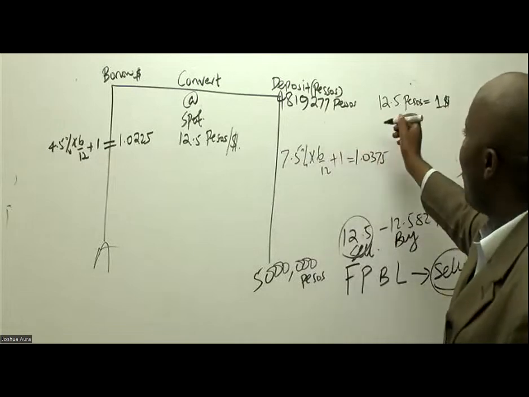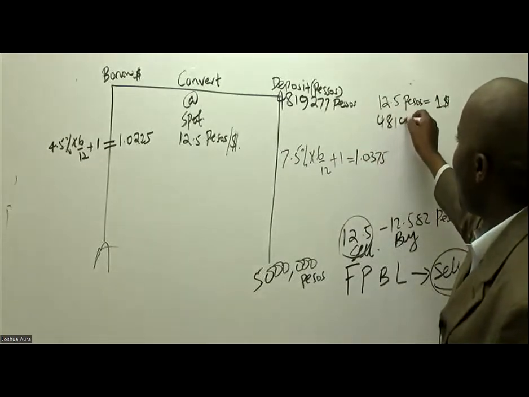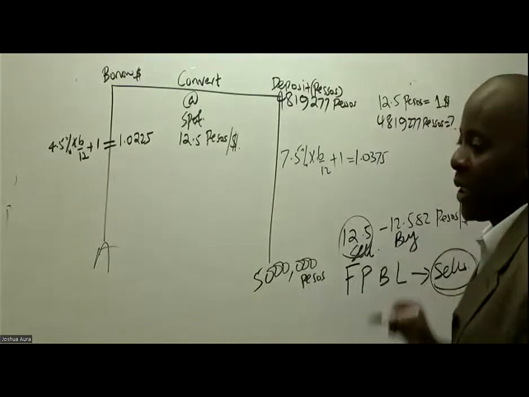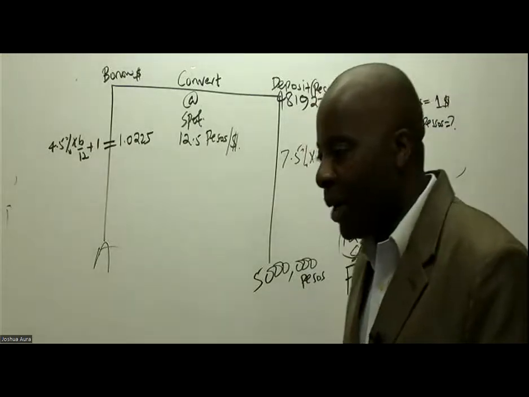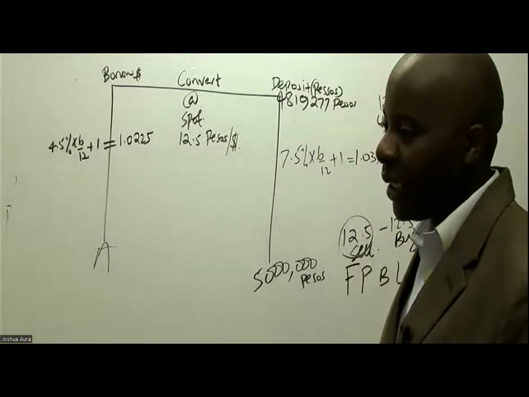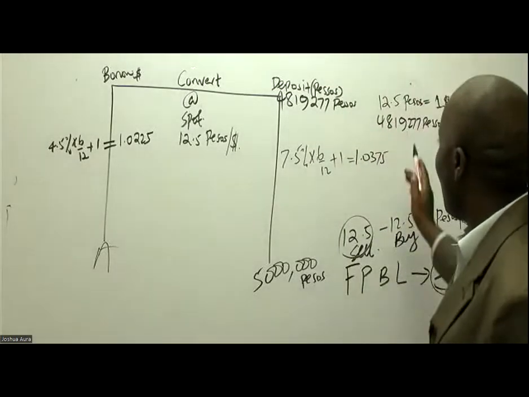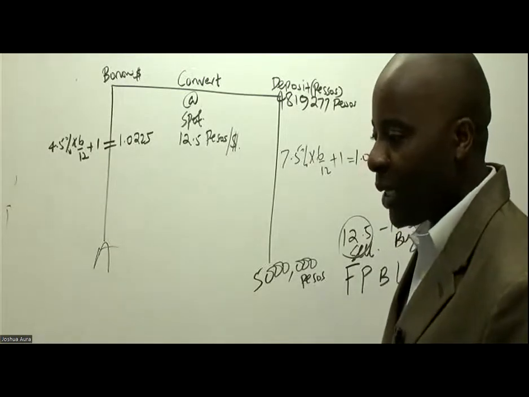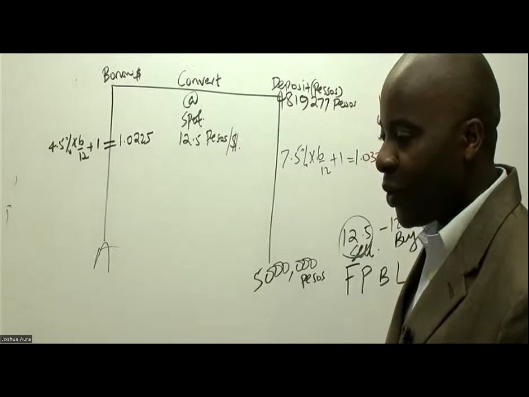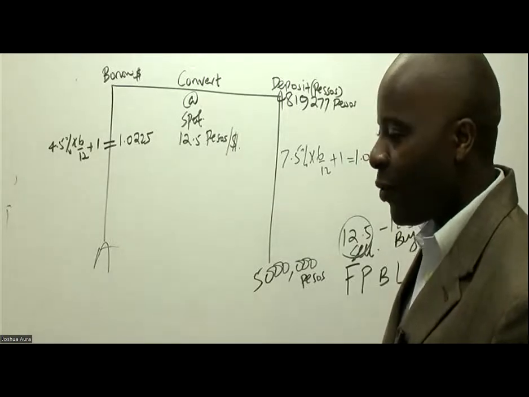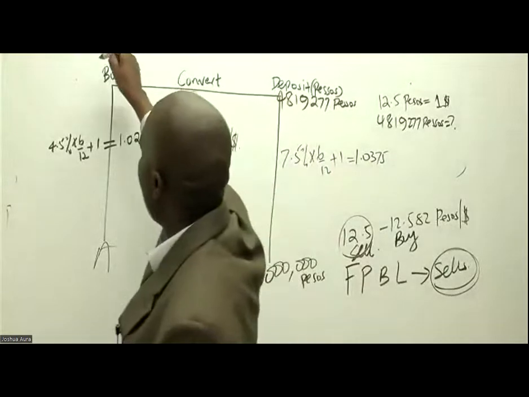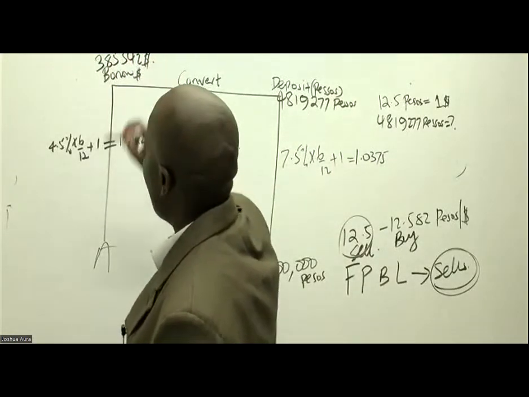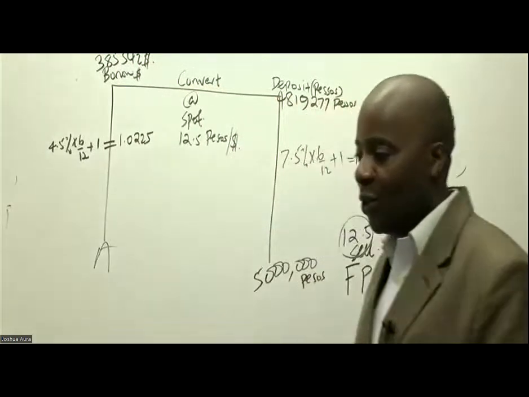Right? So how about 4,819,277 pesos? How about this? Marietta, you must have multiplied, which is wrong. When you try here, it will be dividing, isn't it? Which Fatima tells me will be $385,542. So here we have $385,542, like that.